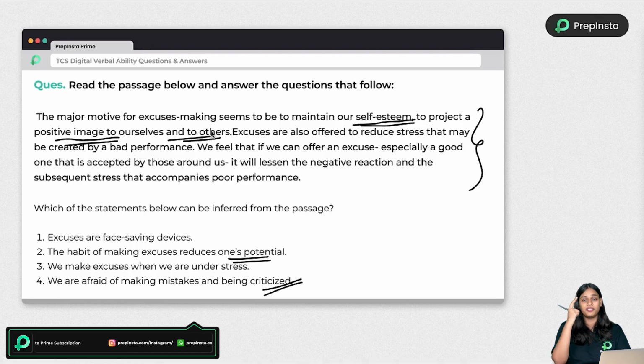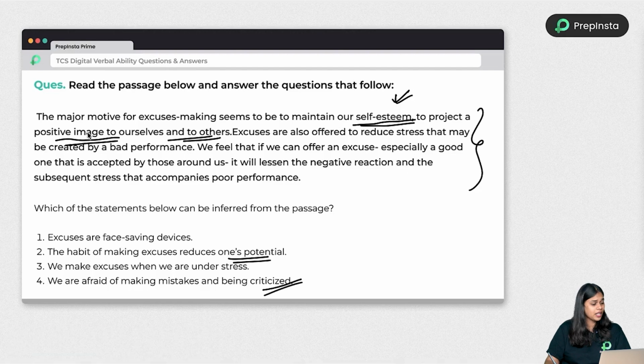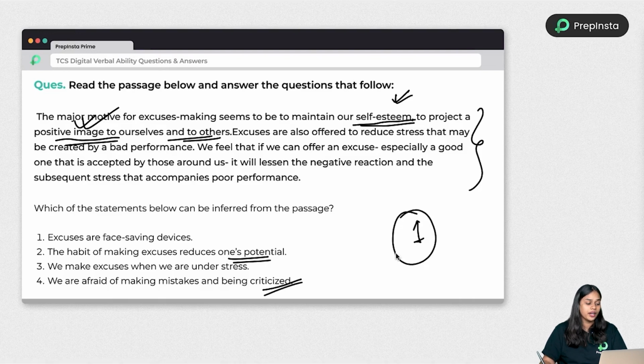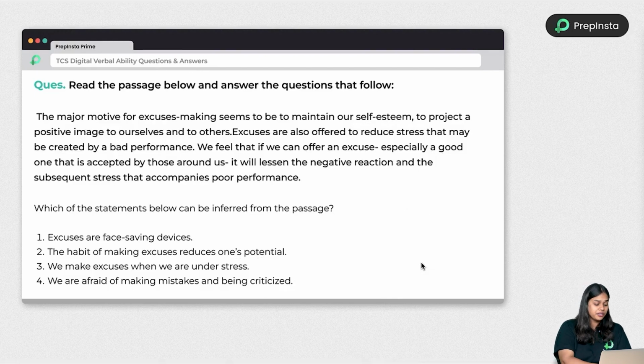If you're smart enough, if you think properly, there's the answer. It is a face-saving device. Why? Because it helps you to protect your self-esteem and maintain a positive image to yourself and to others. Alright, so we are going to go with option 1, which is excuses are face-saving devices. So that's your answer right in front of you.